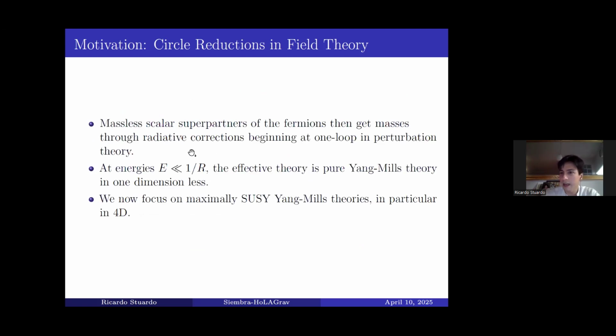Then again, if you continue to be in a supersymmetric theory, if the fermions have massless scalar superpartners, there is a one loop correction that gives mass to this scalar, and at very low energies, lower than the size of the circle, what the field theory that you get is just pure Yang-Mills in one dimension less after reducing. And as I said in the introduction, I'm going to focus more on maximally supersymmetric Yang-Mills in 4 dimensions.